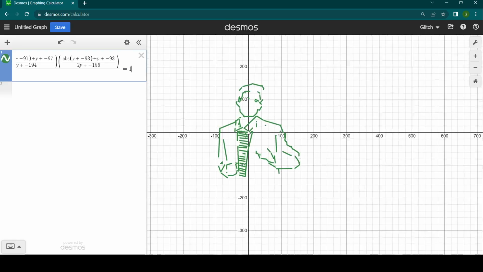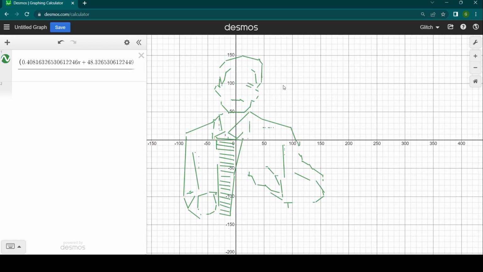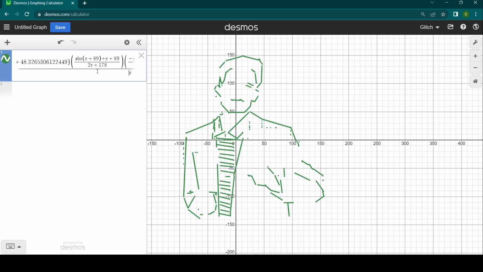But there we go. There is our Rick Astley function, and I will leave a link to this graph in the description if you want to look at it and copy the thing, although it might be a little hard to copy. I think you might be able to triple click, but maybe not. Anyways, that's all. I hope you guys find this as cool as I do.